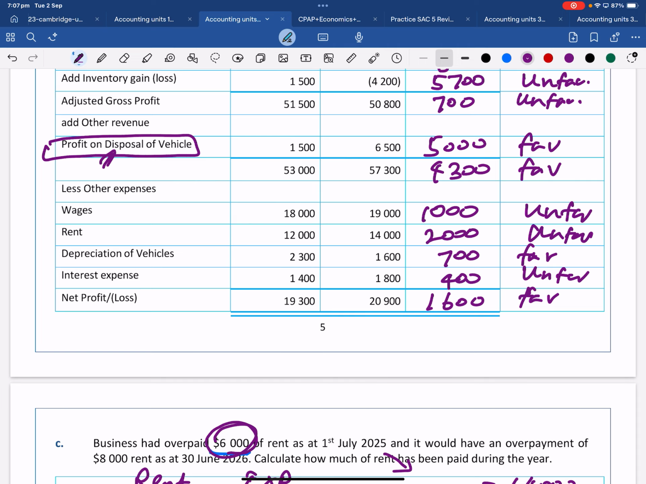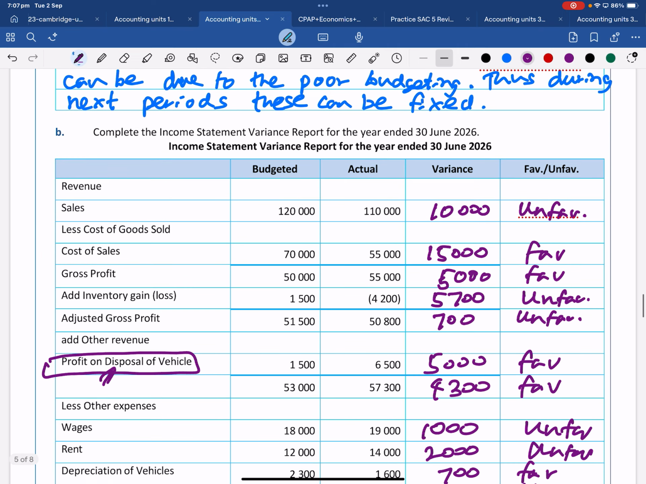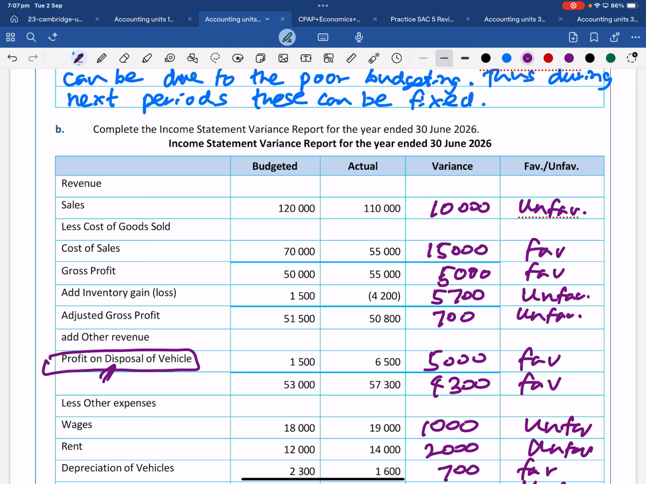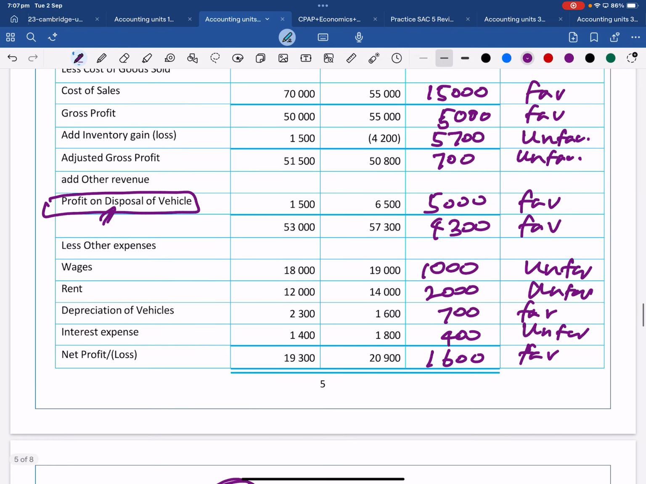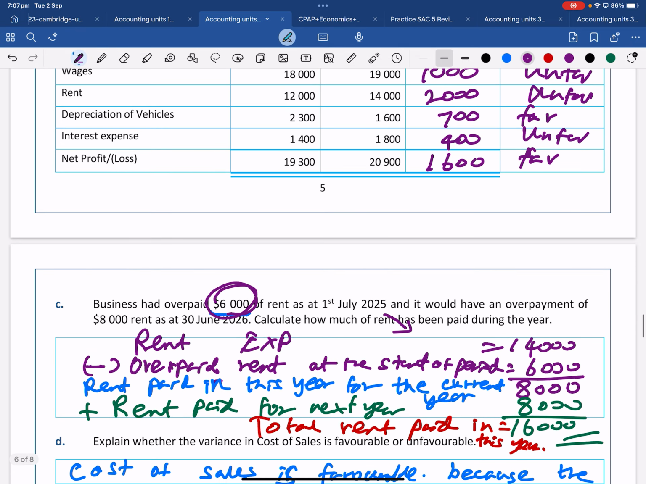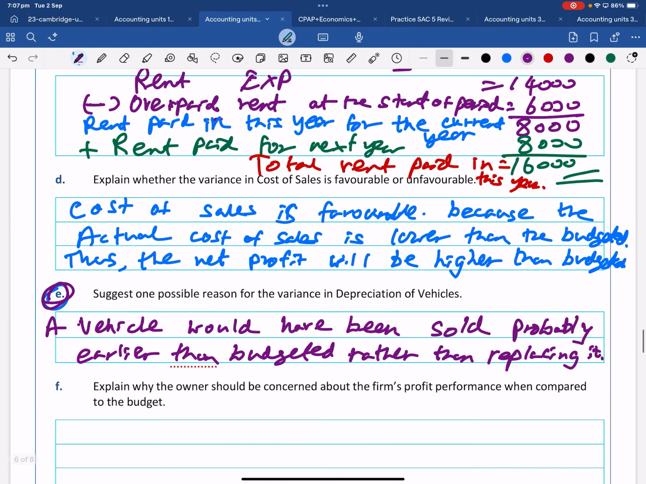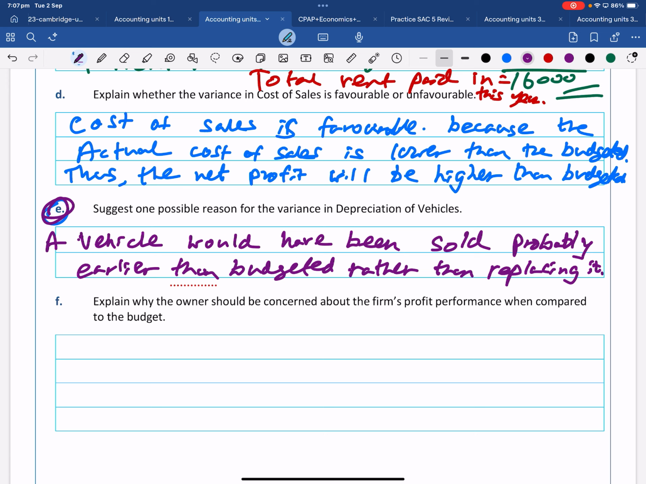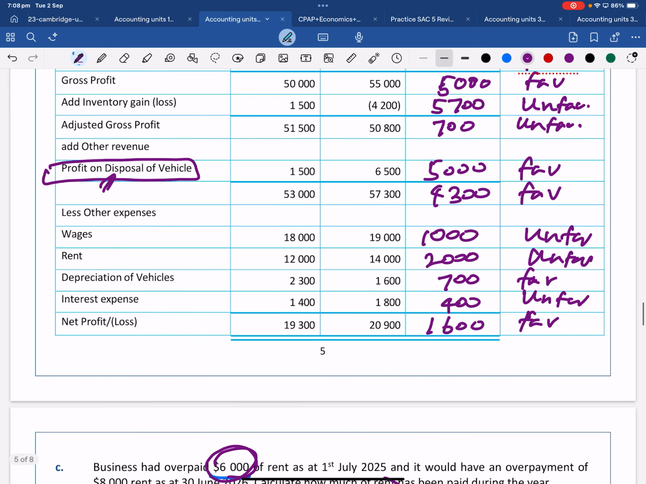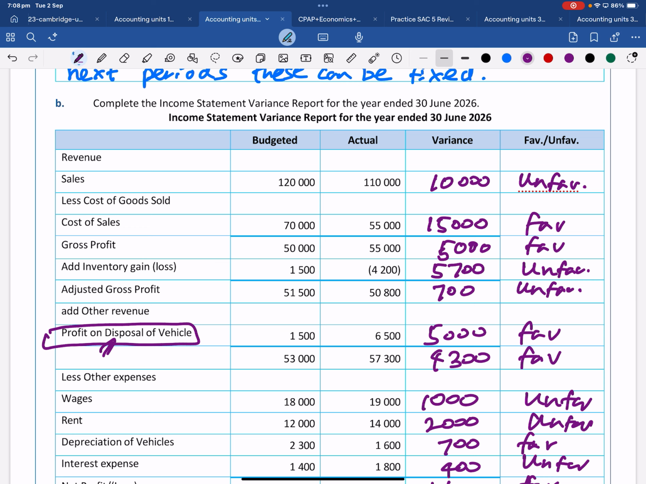Also wages. See, even though our sales dropped by approximately 10%, or probably around 9%. Yeah, no, 8.5%. But still, our wages have increased, which is not good. Okay. Then what else? There was an inventory loss, which is 200, but the variance is 5,700. Yep, that's also bad.